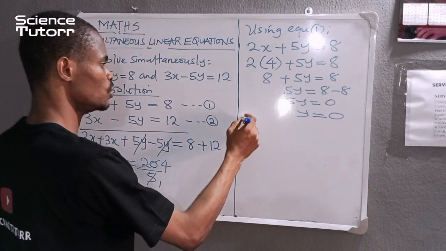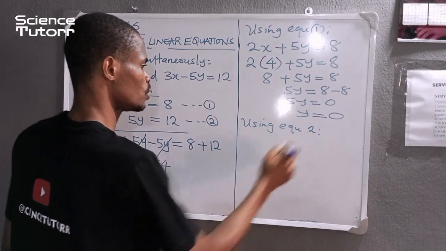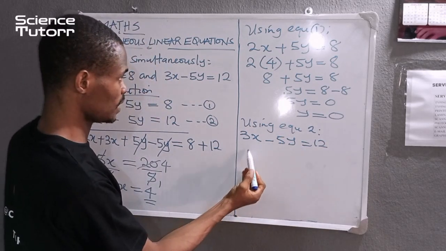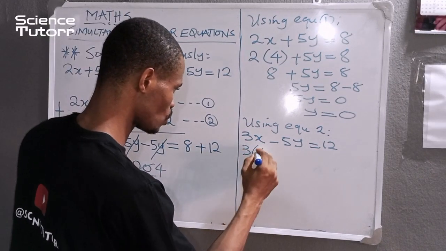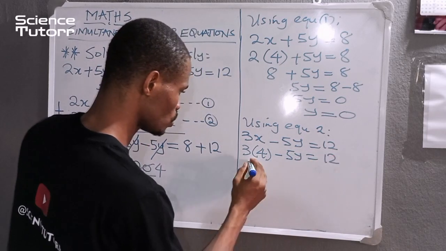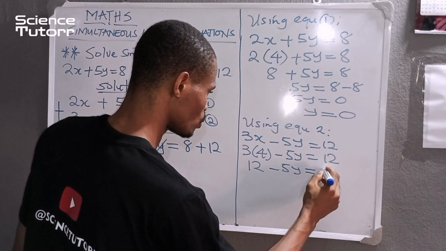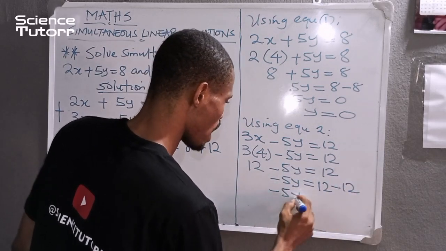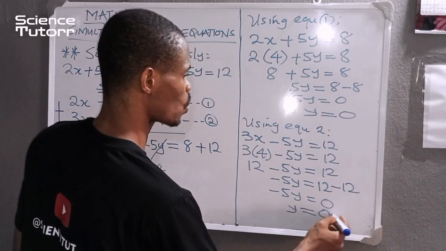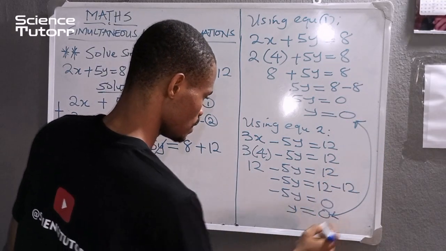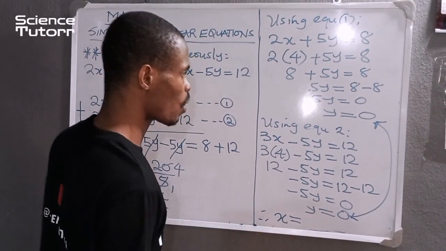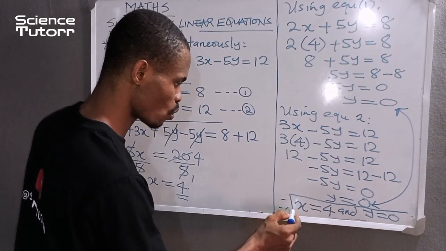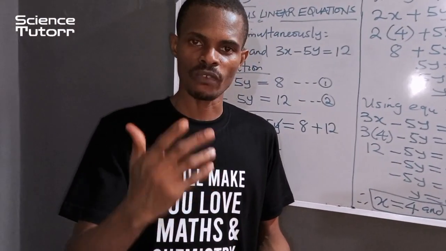Now, let us still confirm using equation 2. Using equation 2, we have 3x minus 5y is equal to 12. Remember, x was obtained as 4. So we have 3 into 4 minus 5y is equal to 12. 3 times 4 is 12, 12 minus 5y is equal to 12. So minus 5y is equal to 12 minus 12, minus 5y is equal to 0. So therefore y is equal to 0. That confirms this case. Therefore, it means that x is equal to 4 and y is equal to 0. We have been able to solve both equations simultaneously to obtain the values of x and y.